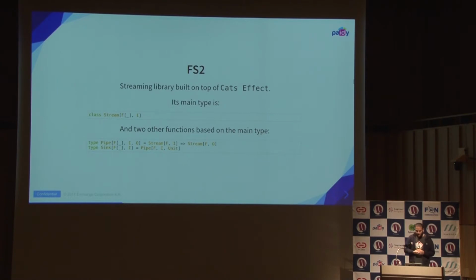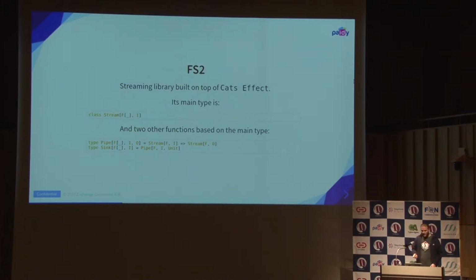And then we have FS2, which is a streaming library built on Cats Effect. And it's also pure, like, all the API is actually purely functional. And that's why I actually encourage the use of functional programming styles. The main type is defined as a Stream, which has a parametric F of a higher kind, and an I that stands for input.